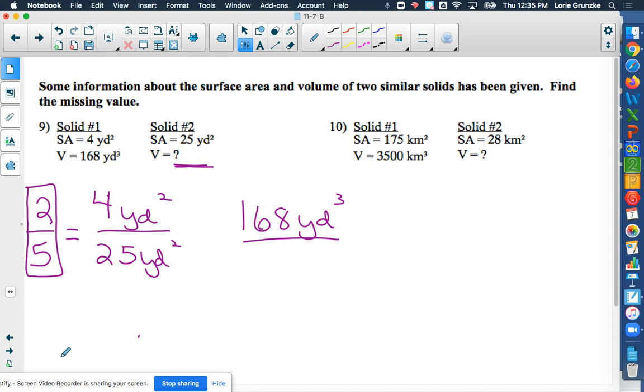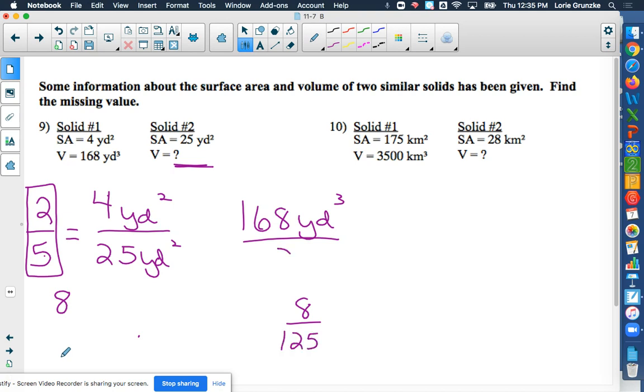Now I have to cube these two numbers. So 2, I have to take this scale factor and make it a volume thing. So I go 2 times 2 times 2, and I get 8. 5 times 5 times 5 would be 125.